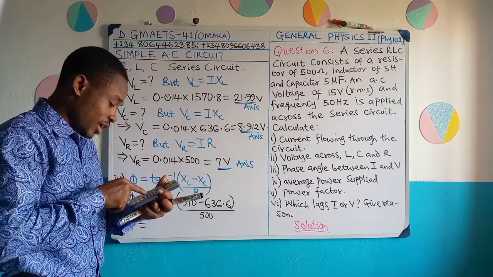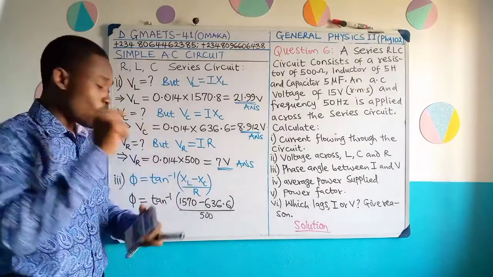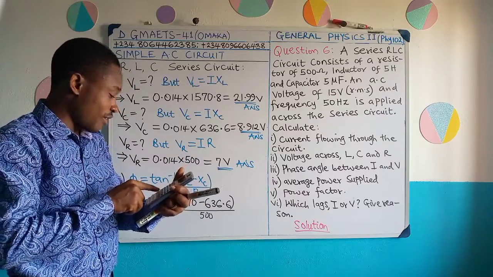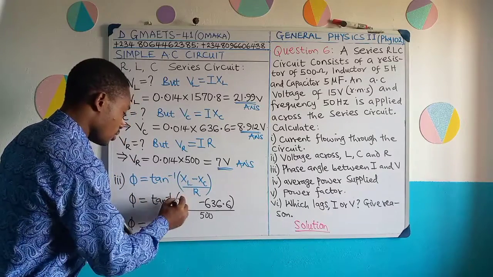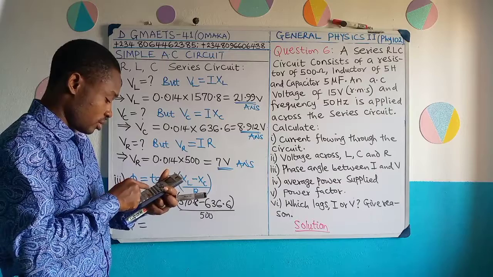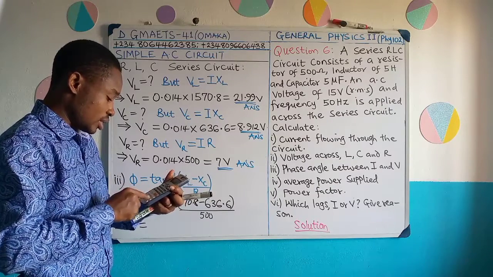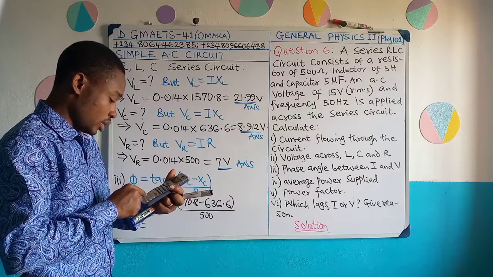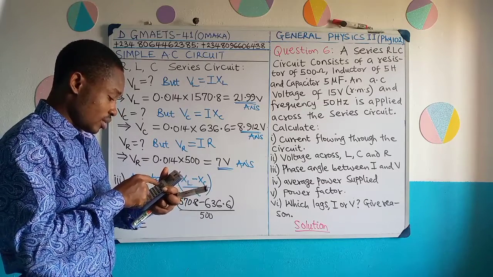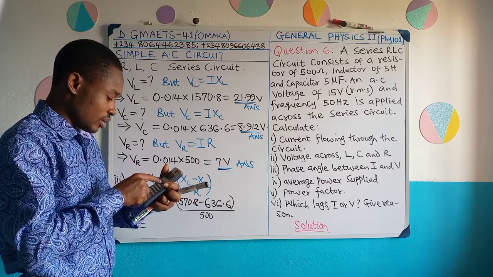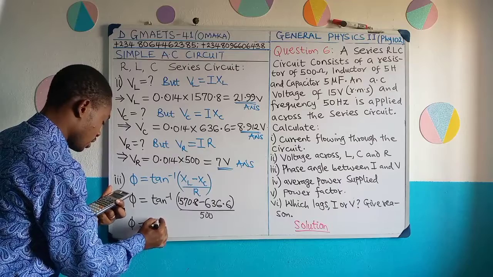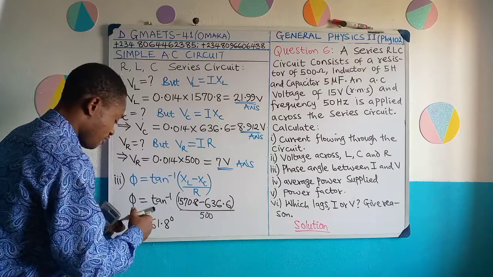So I will press tan inverse on my calculator. Then I will open two brackets. One of the brackets will cover the top, the other one because of the one down here. So we will now have 1570.8. 1570, put 0.8. Good. So let me see what this one will give us. 1570.8, I remove 636.6 from inside, then divide by 500, then close the brackets. Let me see what this one gives me. Alright, I did not press it correctly on the calculator. So what it gives me now is 61.8 degrees.